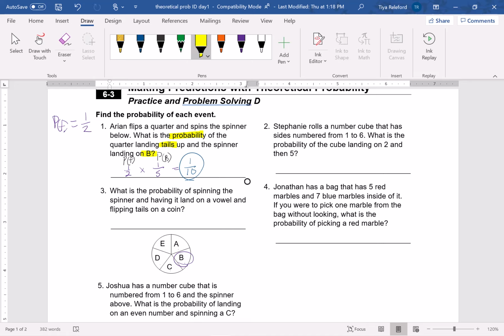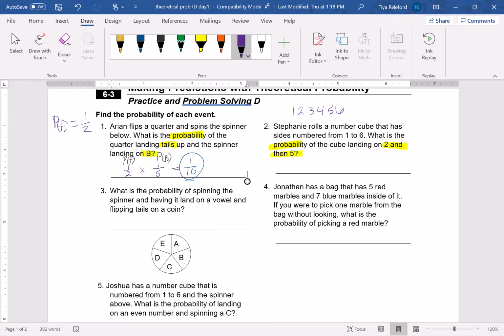Number 2 says Stephanie rolls a number cube that has the sides numbered from 1 to 6. And I like to write those numbers out. 1, 2, 3, 4, 5, 6. What is the probability of the cube landing on 2 and then 5? So, probability of 2 and then 5.